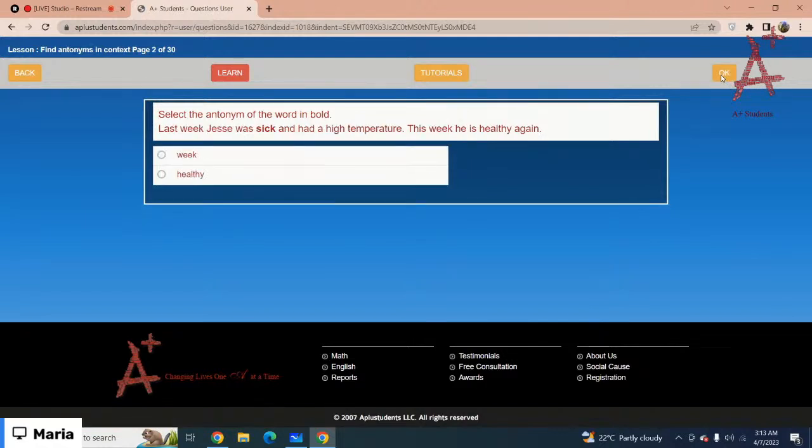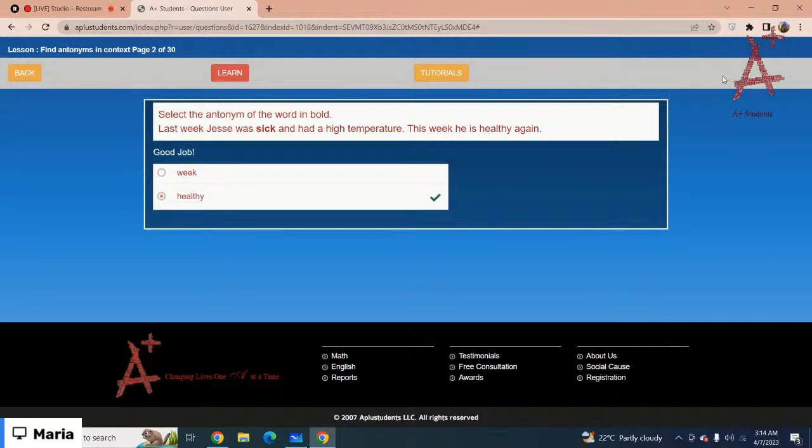Okay, the next one is last week Jesse was sick and had a high temperature. This week he is healthy again. So which is the antonym for the word sick? Yes, the opposite to sick is healthy. Got it? Sick and healthy are the antonyms. Got it? Okay, let's just start with the next one.